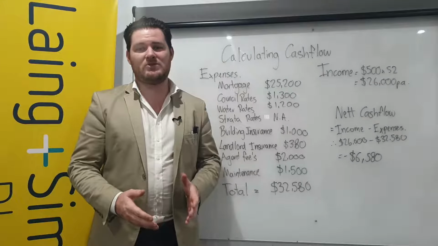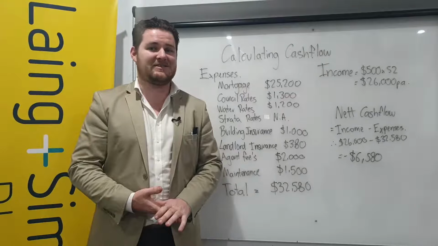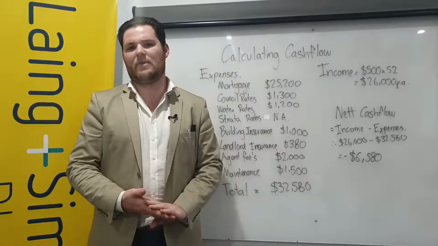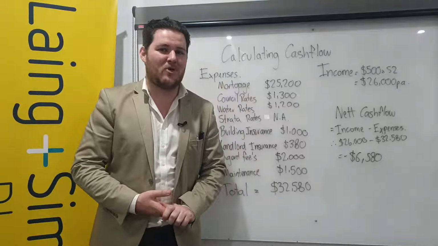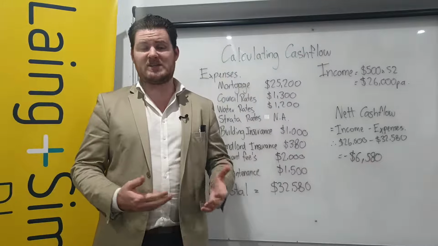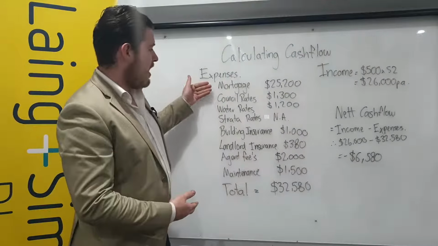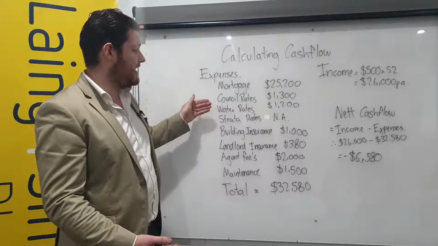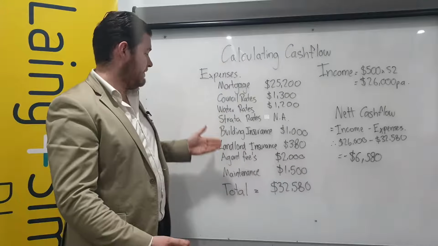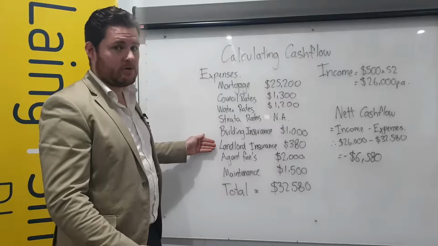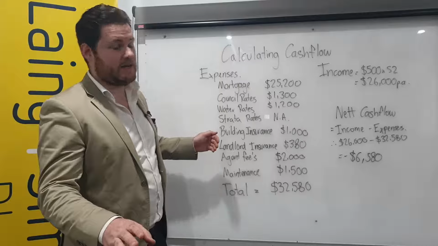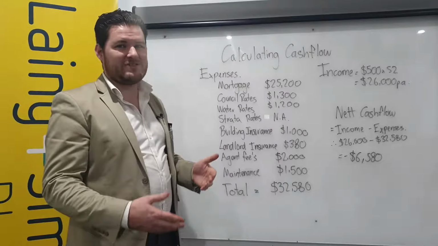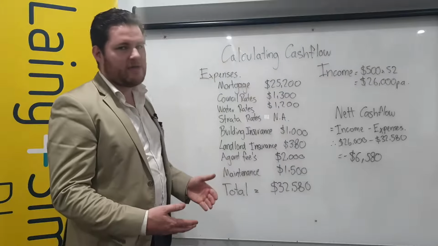Okay guys, what I want to do now is run you through a cash flow analysis on a property. When you have an investment property, there's a little bit more to it than just paying your mortgage. So let's run through some typical expenses that you'll see in the property. Obviously, we've got the mortgage, as we already discussed, council rates, water rates, strata rates if it's a strata property, building insurance, landlord insurance, guys, absolutely must make sure you get it, any fees you're paying to agents, including lien fees, etc., and your maintenance.